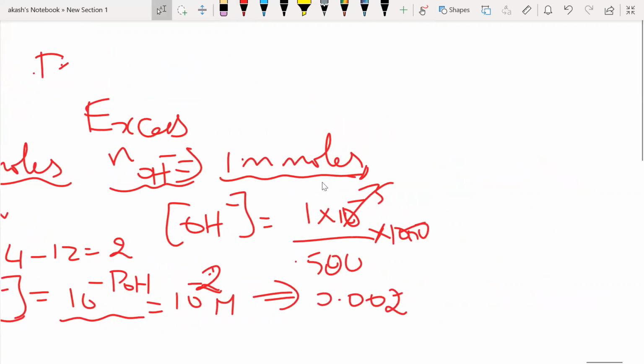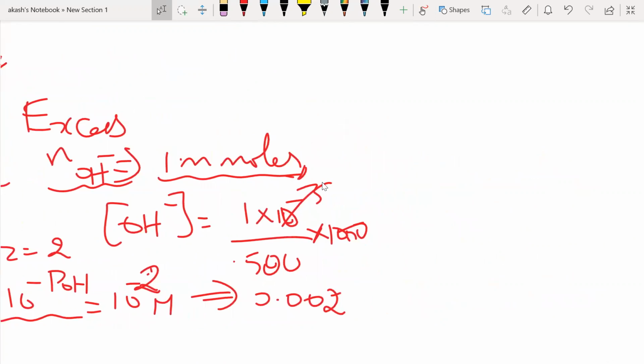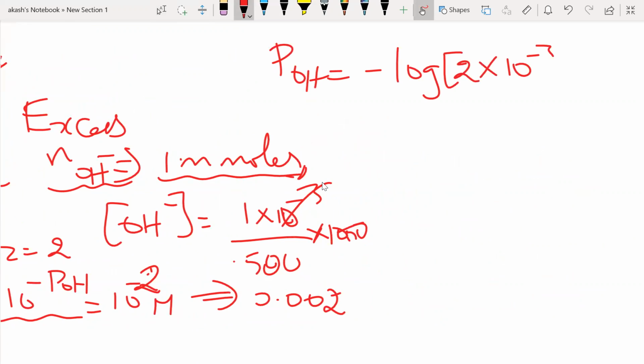Now I can easily calculate the pOH, and from pOH, I can calculate the pH. That's it. The pOH would be negative log of 2 into 10 to the power minus 3. So now you have to know the log values, as I told you. You can easily do the log value. It will be actually 3 minus 0.3010. Hope you know how I did this.